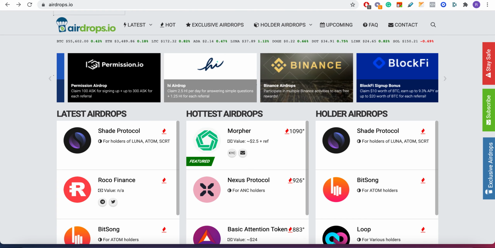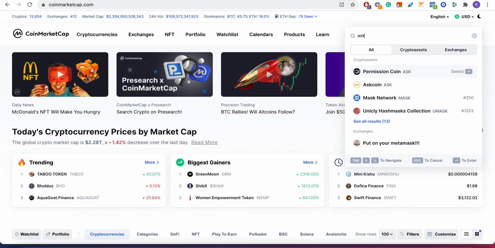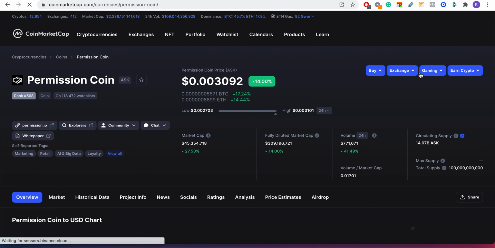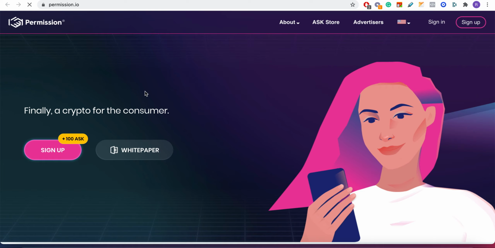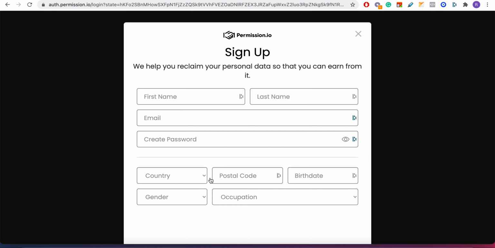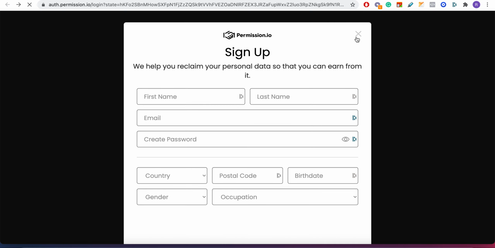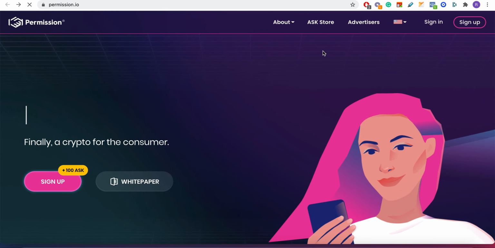The other thing is to just go to their websites. I was looking into one, for example Ask Permission Coin. If you go to their website, CoinMarketCap has pretty much all the information you need, and you can see that if you sign up, there's 100 ASK. You just sign up with your first name, last name, whatever they need. Again, this is in pennies right now, but you never know. Once you sign up, you'll get 100 ASK. I don't know how they're going to do that, but you confirm that you are over the age of 13, which I am. Once you fill it out, they'll probably have some kind of wallet and you can hold it. So that's another one.